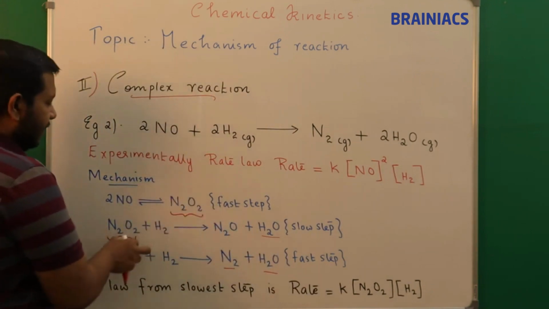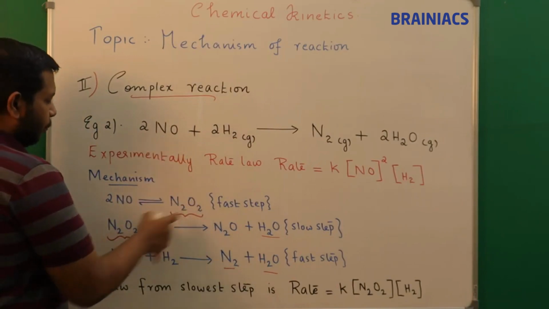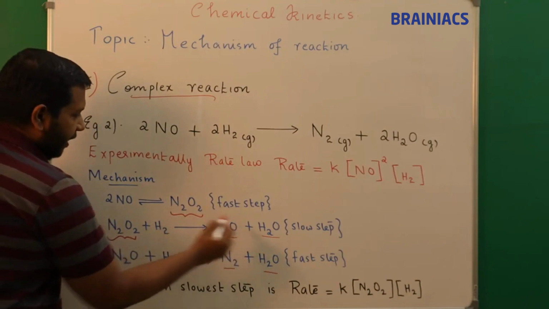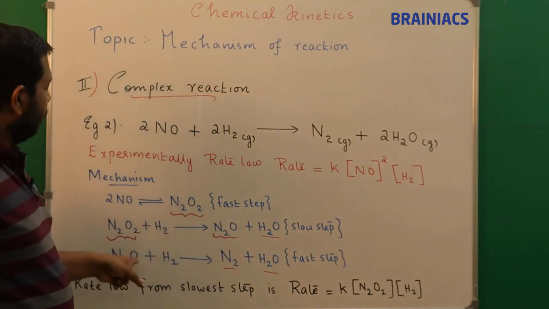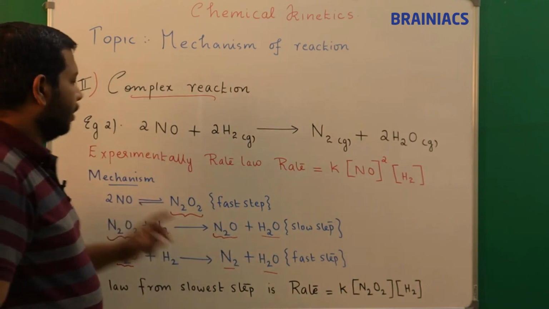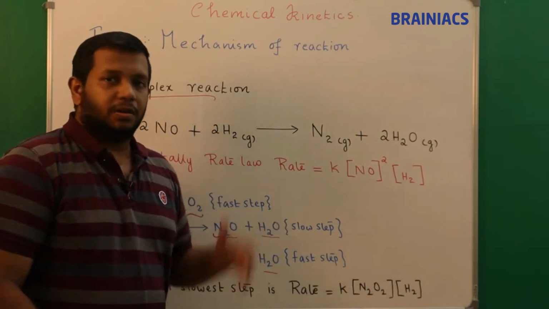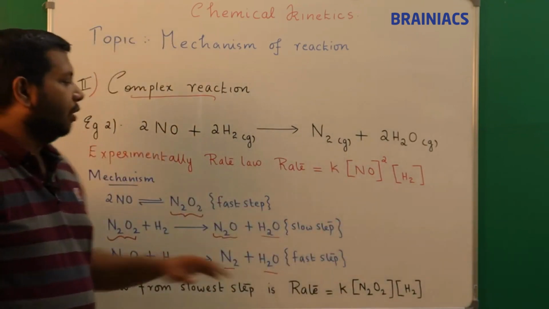Correct? This is an intermediate product because NO is there, then N2O2 is formed, then N2O2 reacts forming N2O. N2O is also an intermediate that further reacts with the hydrogen forming this. So N2O2 is an intermediate product, and we need to replace it with other terms. How we can write N2O2 in terms of NO, that we will see.